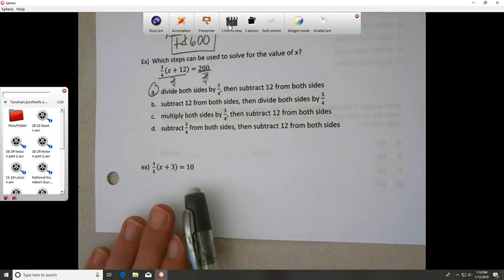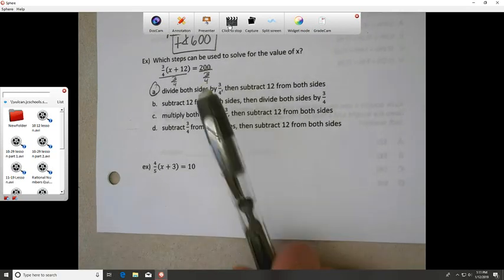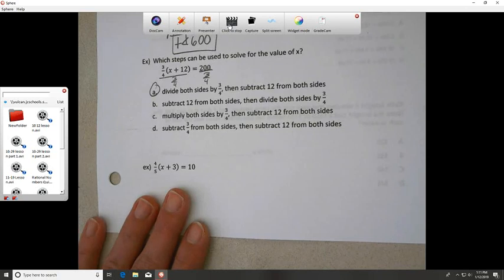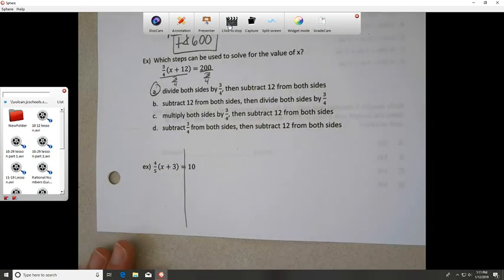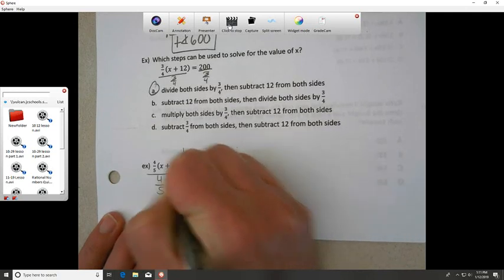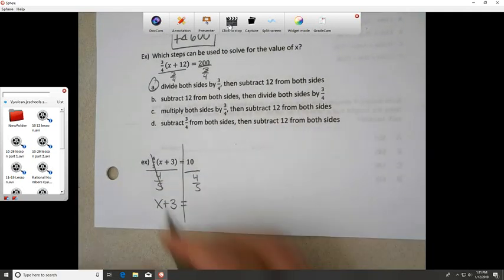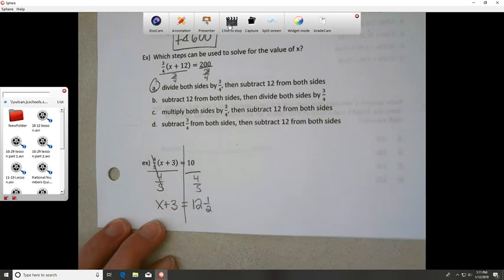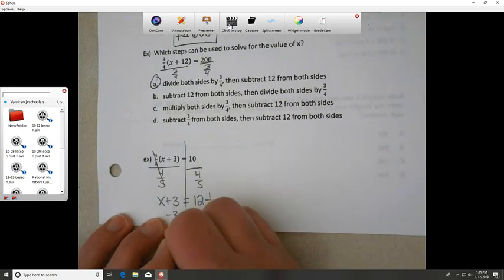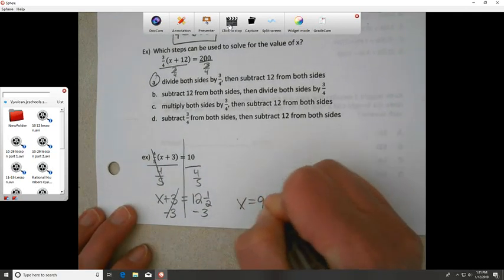Alright, so I'll have you guys try to do this one by either doing the distributive property or starting by dividing both sides of this by 4/5. Alright, so take a minute to do that. And then if we actually solve it, if I divide both sides by 4/5, those are going to cancel, so I get x plus 3 equals, and then 10 divided by 4/5 is 12.5. And then our last step would be to subtract 3 from both sides. So I'm going to be left with x equals 9.5.